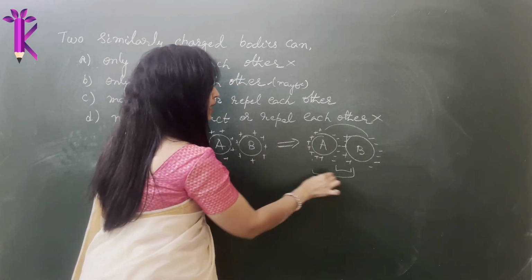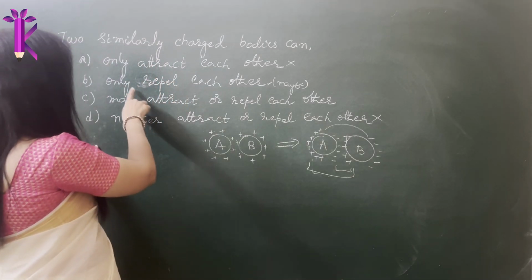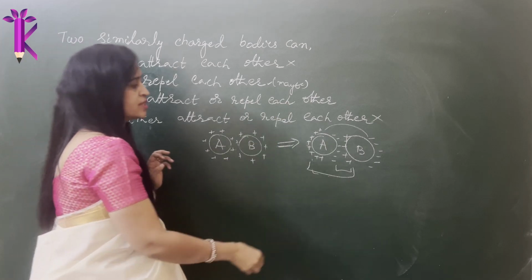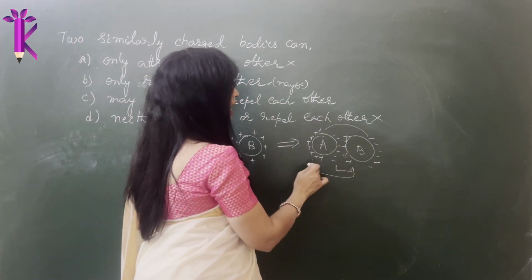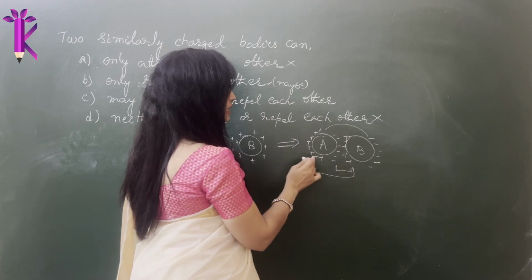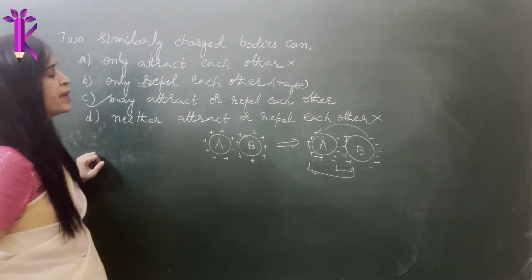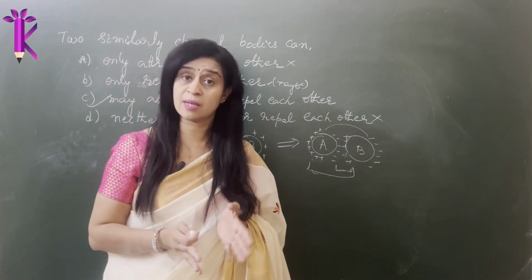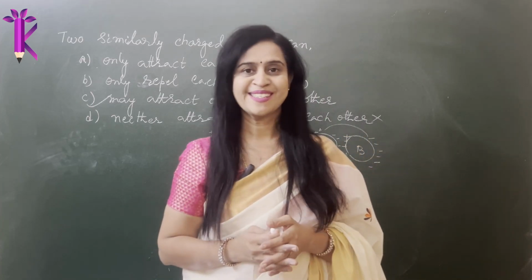So these repel, and there is repulsion as well as attraction. So the right answer to this is: may attract or repel each other. Where is the attraction? The attraction is between the negative and the positive charge, and the repulsion is between the positive and the positive charge. So the right answer is C, may attract or repel each other. See, these types of conceptual tricky questions will generally be asked in your entrance examination.